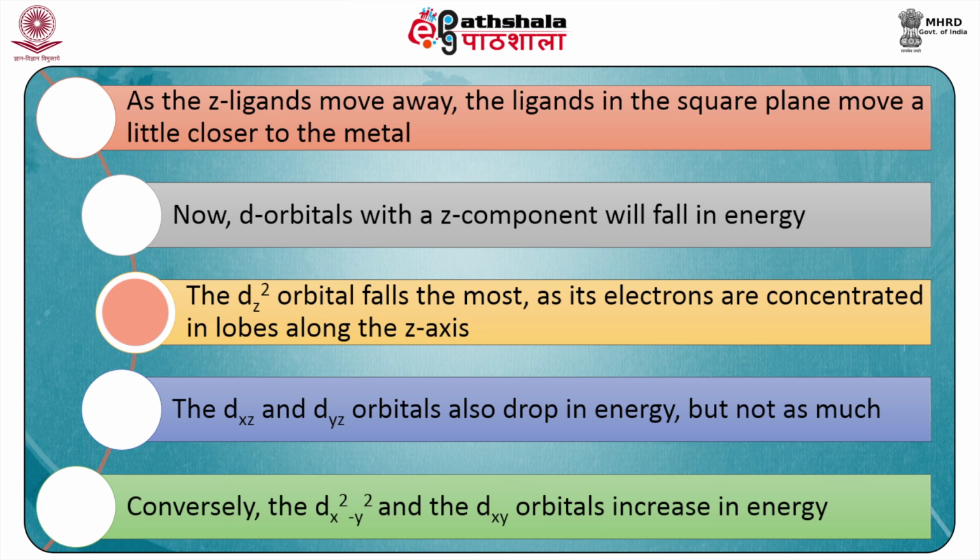The dz square orbital falls the most as its electrons are concentrated in the lobes along the z axis. The dxz and dyz orbitals also drop in energy, but not as much. Conversely, the dx square y square and dxy orbitals increase in energy.